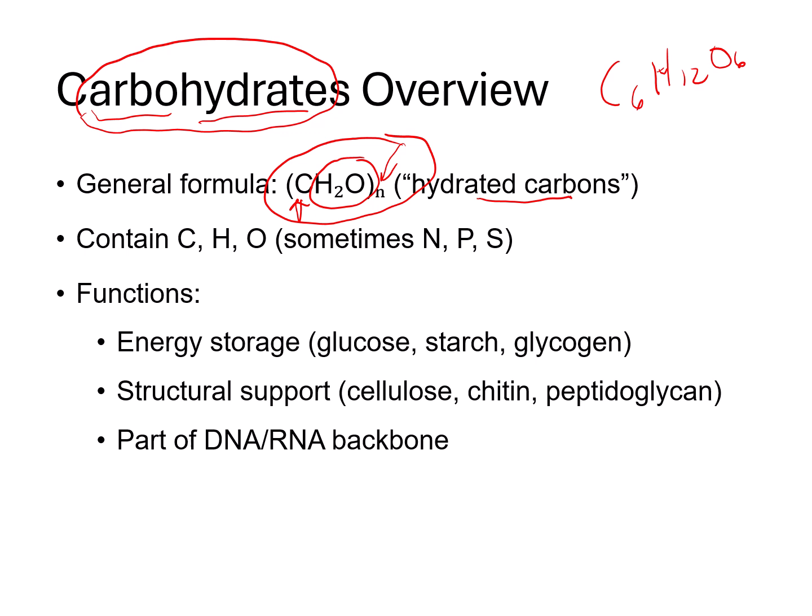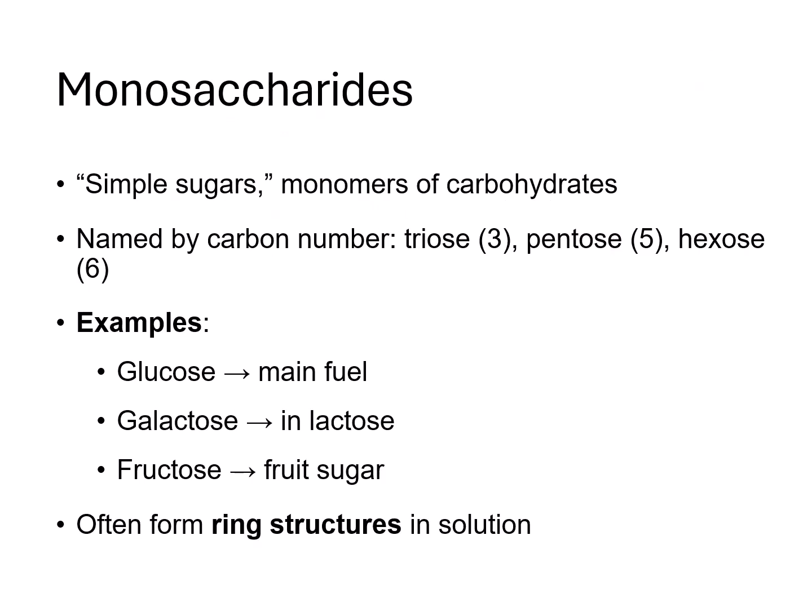Carbohydrates provide energy storage, like glucose, starch, or glycogen. They can provide structural support, like the cell walls that we've seen in previous chapters, made of cellulose, chitin, or peptidoglycan, and they can even form part of RNA and DNA backbones. In biochemistry, carbohydrates are often called saccharides from the Greek word meaning sugar, although not all saccharides are sweet.